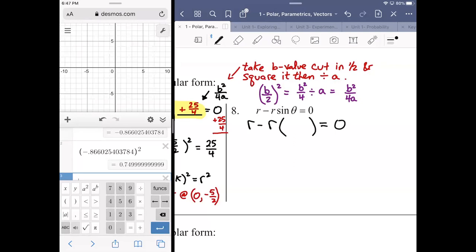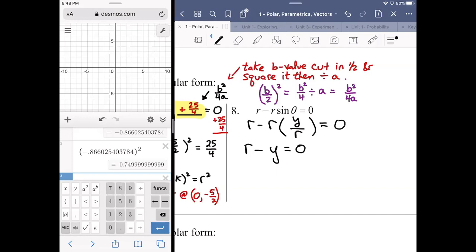All right, so r minus r times the sine of theta. In the previous problem, we said the sine of theta is the same as y over r. So I'm looking at r minus y equals 0. At first glance, it's like, whoa, this simplified significantly. But you have to remember, our goal here is to get rid of both r and theta. So the r is still there. That's got to go.